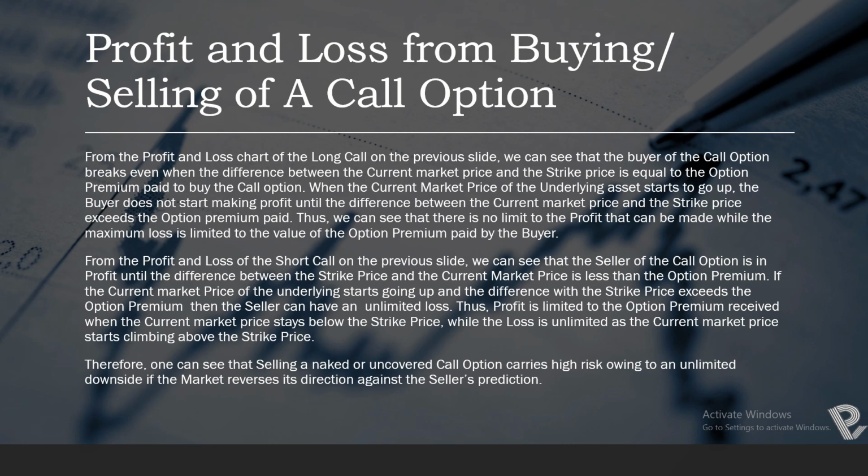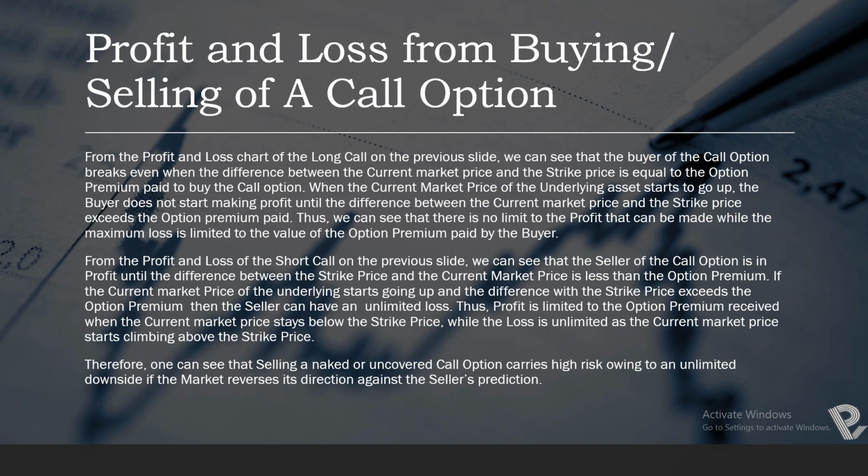When the current market price of the underlying asset starts to go up, the buyer does not start making profit until the difference between the current market price and the strike price exceeds the option premium paid. Thus, we can see that there is no limit to the profit that can be made, while the maximum loss is limited to the value of the option premium paid by the buyer.